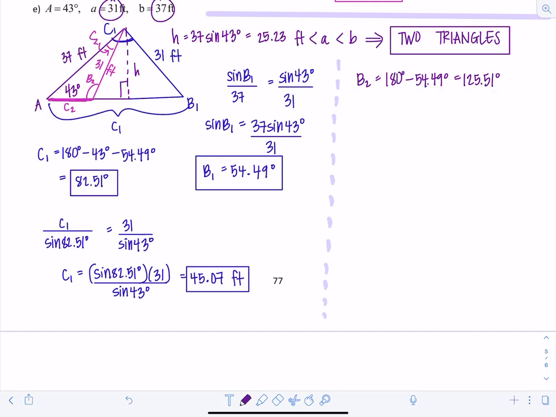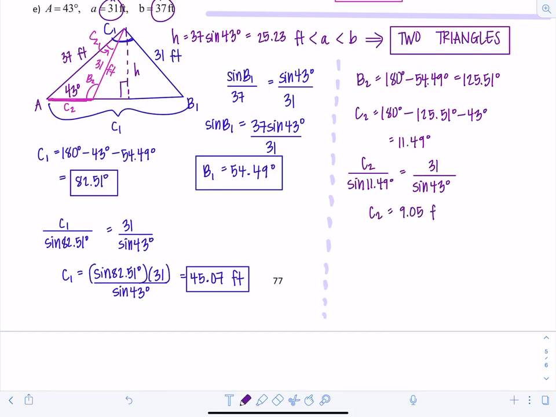Then again, you find angle C2. So angle C2 is going to be 180 minus the other two angles. So minus 125.51 minus 43. And this is 11.49 degrees. Usually that angle comes out small because angle B2 is going to be obtuse. So there isn't a whole lot left for that third angle. If it comes out negative, you messed up and there weren't really two triangles. Isn't that comforting? Okay, then last thing is side C2. So side C2 over sine of 11.49 degrees equals 31 over sine of 43 degrees, which means C2 is equal to 9.05 feet.